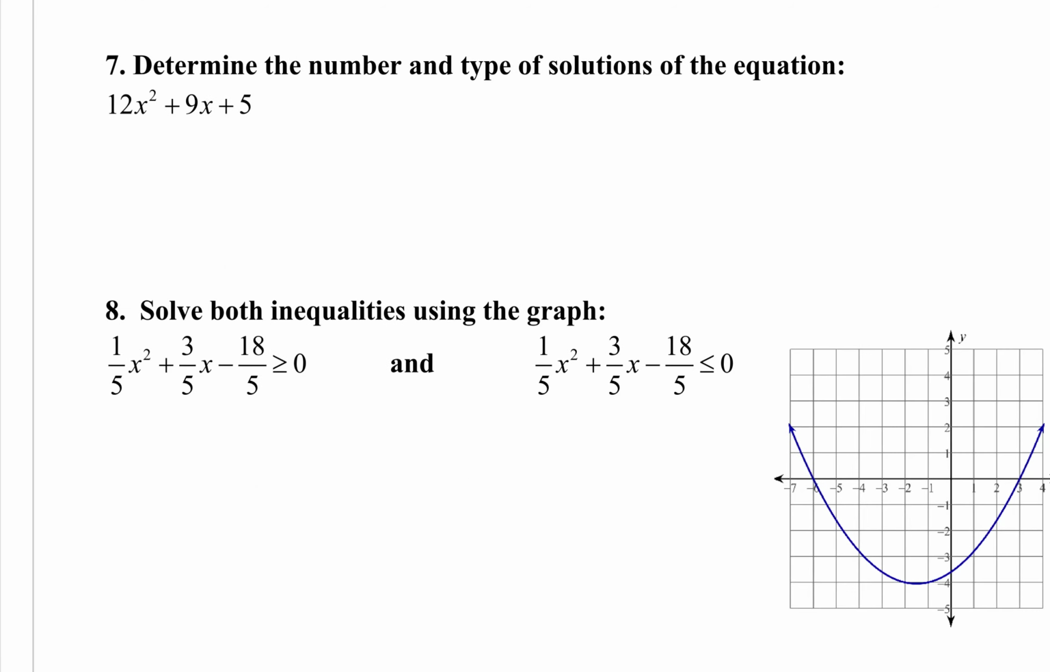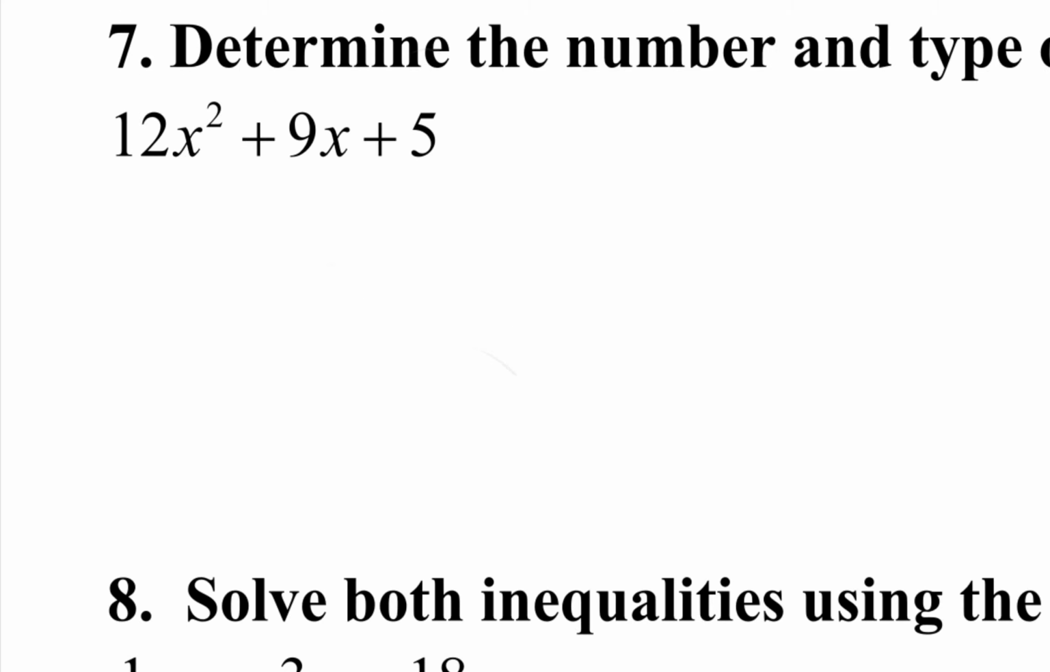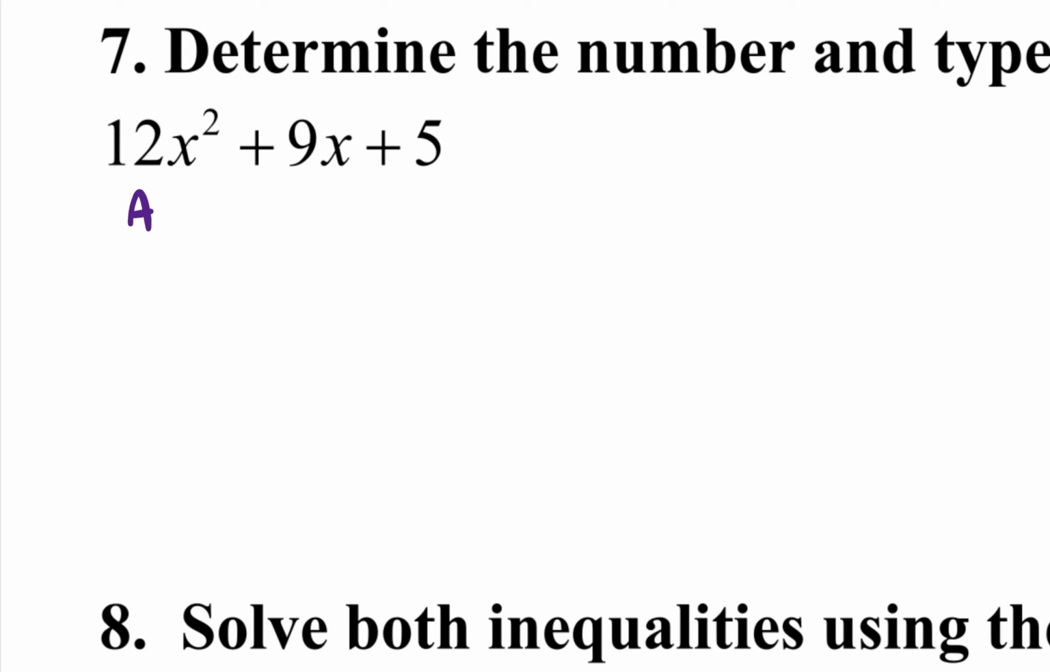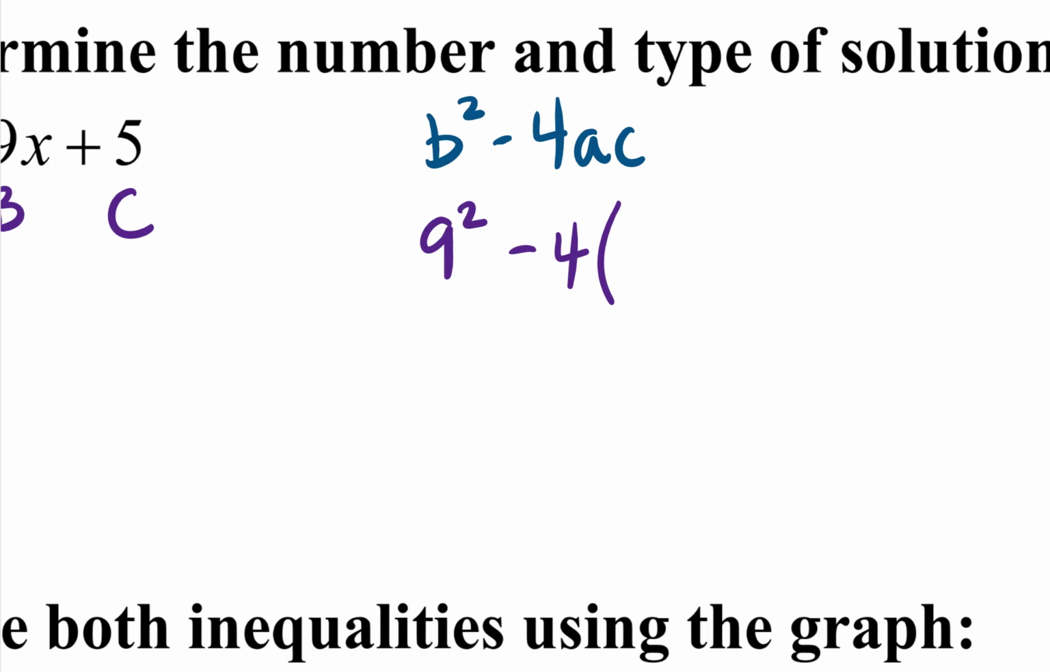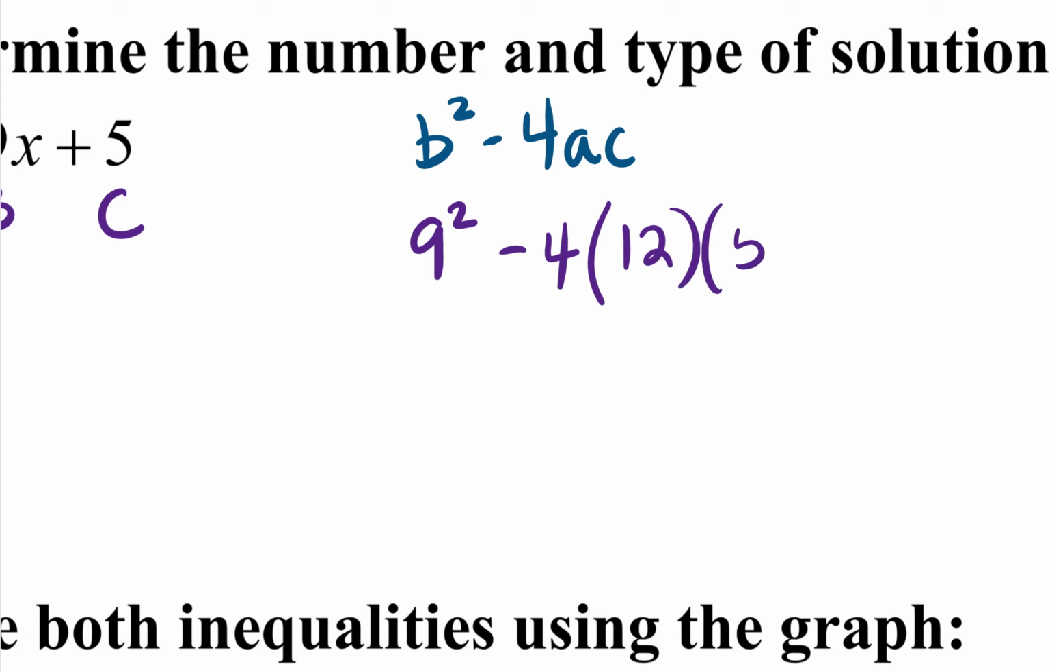Alright, 7. Determine the number and type of solution of the equation. So this one, again, I'm going to label. I have A, B, and C. And for this, I'm going to use the discriminant, which would be b squared minus 4ac. So all I'm going to do is plug my numbers into that. So b squared is 9 squared, minus 4 is always there, times a is 12, times c is 5. So now I just have to solve this.